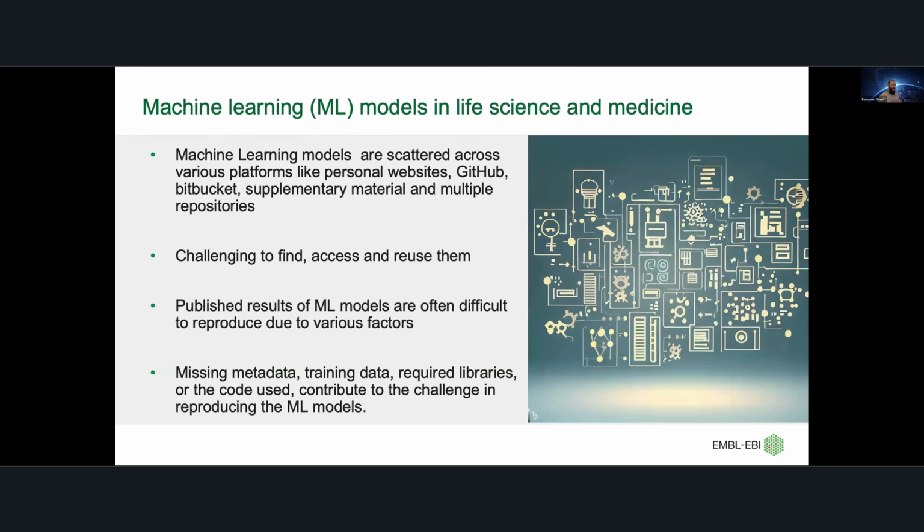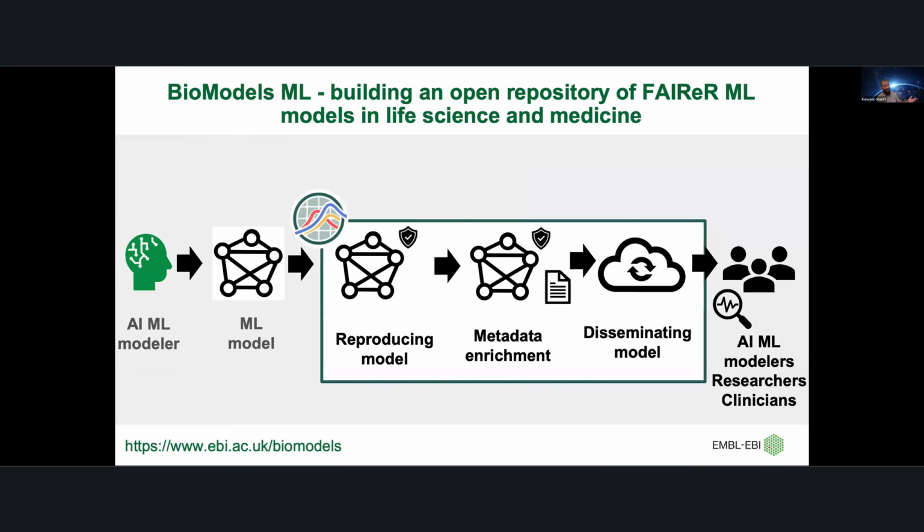So what can we do? We apply the same pipeline we have for other models. You can submit an ML model to BioModels, try to reproduce it, add metadata, make it findable, discoverable, and disseminate them again through BioModels. Makes sense. But then our criteria for curation includes reproducibility assessment, right, which is very strict.